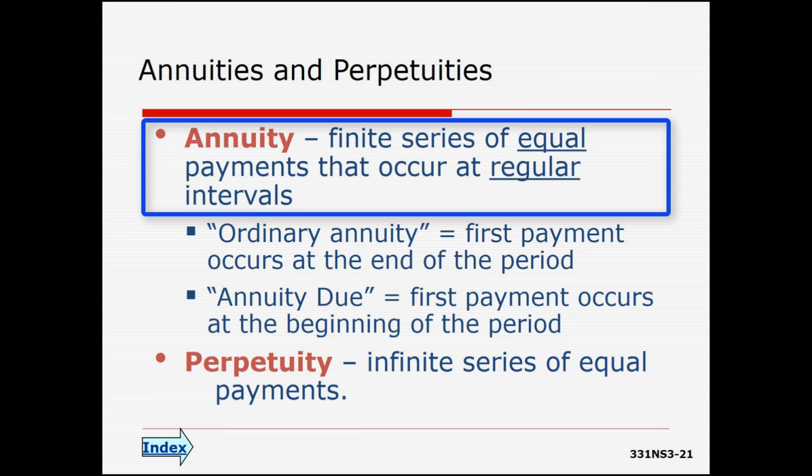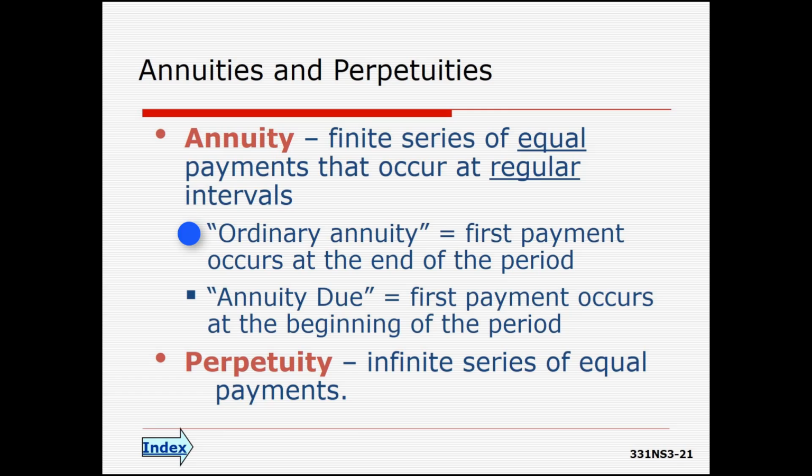An annuity is defined as a series of equal payments, inflows or outflows, that occur at regular intervals for a finite period of time. An ordinary annuity is one where the first payment occurs at the end of the period. This is the default in your calculator and in Excel. An annuity due is one in which the first payment occurs at the beginning of the period.